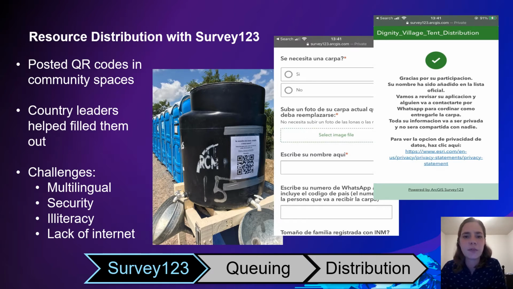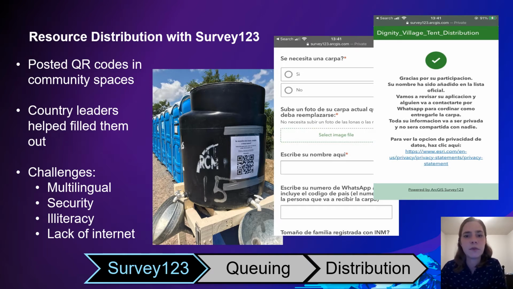Although the survey is not particularly sophisticated, we did have to go through multiple iterations in order to find something that could overcome a few unforeseen challenges. The first challenge being we needed something that was able to have a multilingual functionality because most of the people in the camp spoke Spanish. However, the NGOs who were doing the distribution mostly spoke English, so we needed something that was able to have a Spanish input yet an English output.